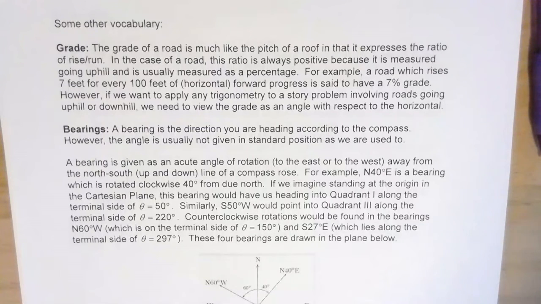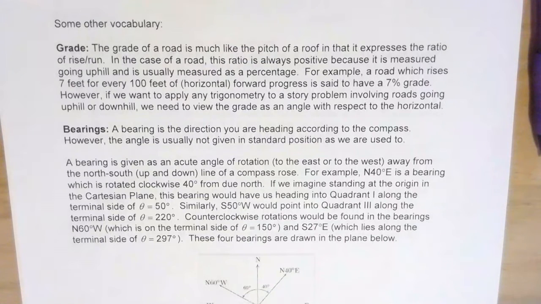However, if we want to apply any trigonometry to a story problem involving roads going uphill or downhill, we need to view the grade as an angle with respect to the horizontal. Okay, so that's just making you draw out your triangle. Okay. Bearings. Hopefully you guys had some practice with this last year. So a bearing is the direction you're heading according to the compass. However, the angle is not given in standard position as we are used to.